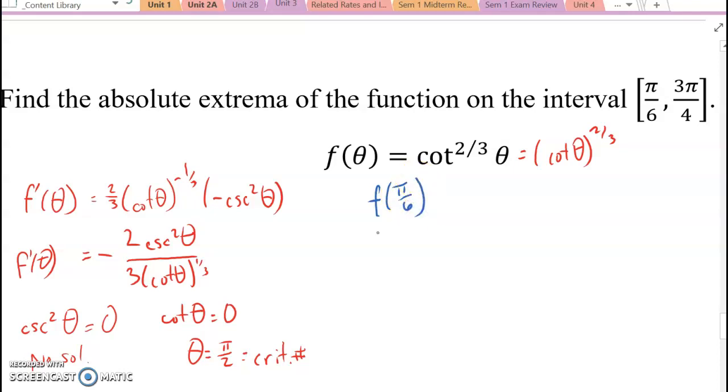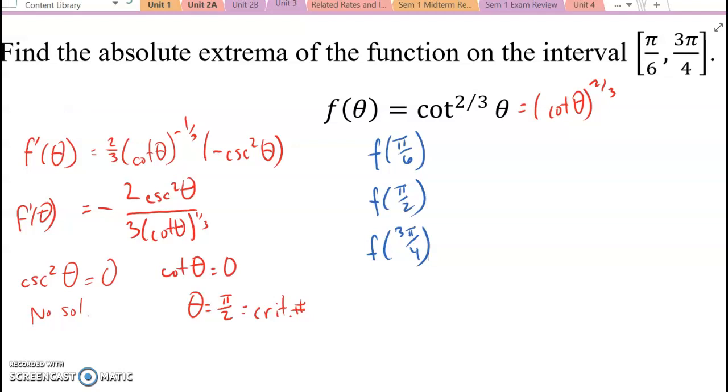So we've got f of pi over 6, we've got f of pi over 2, and we've got f of 3 pi over 4. A lot of times people will ask the question, do we plug these values into the derivative or do we plug these values into the original function? Well, if we think about it, we're trying to find the extrema of the function, so we need to plug them into the function. Second of all, we already know what happens when we plug pi over 2 into the derivative. We get a denominator that's equal to 0. That's where that pi over 2 came from. So we already know that the derivative is undefined there.